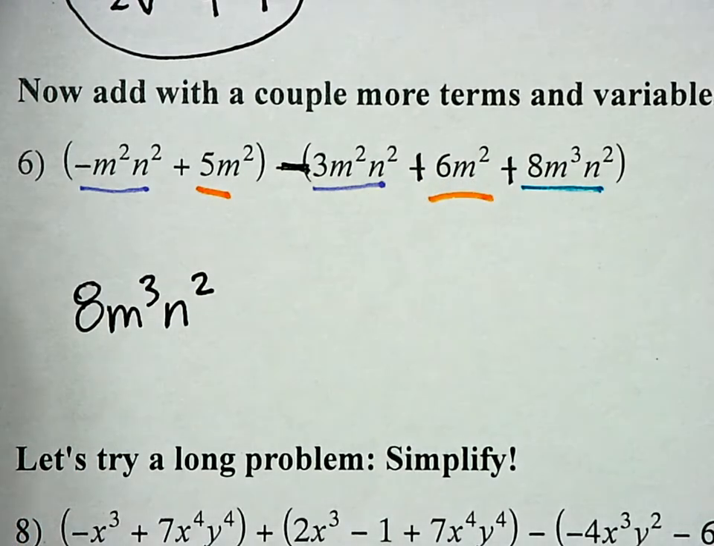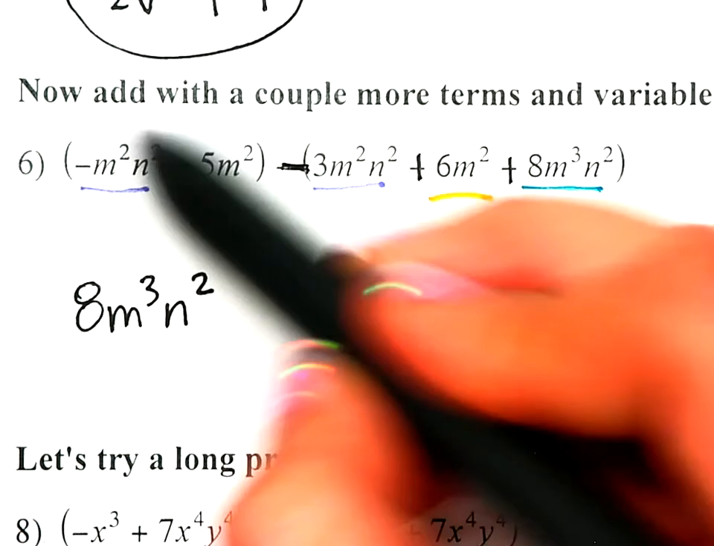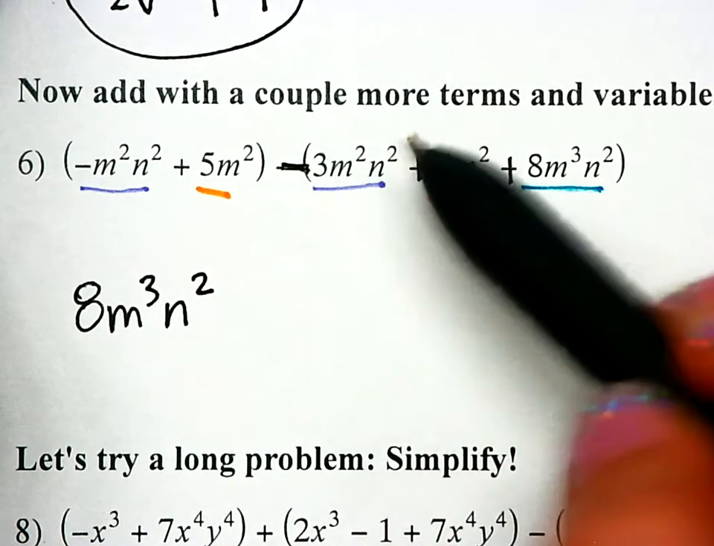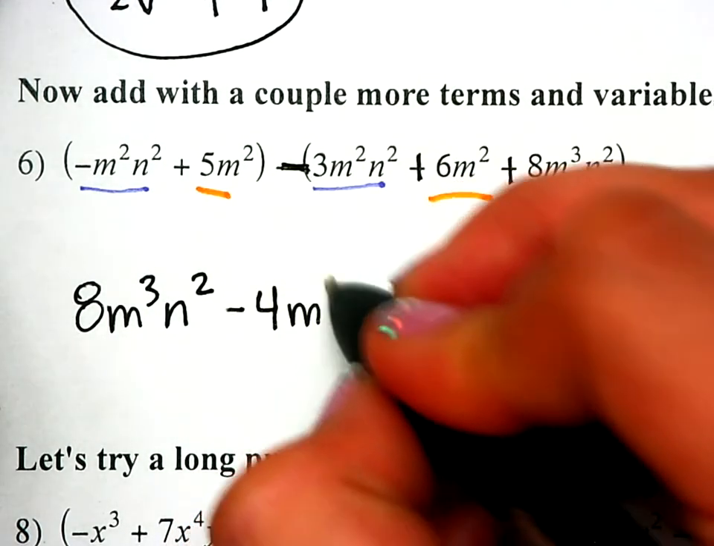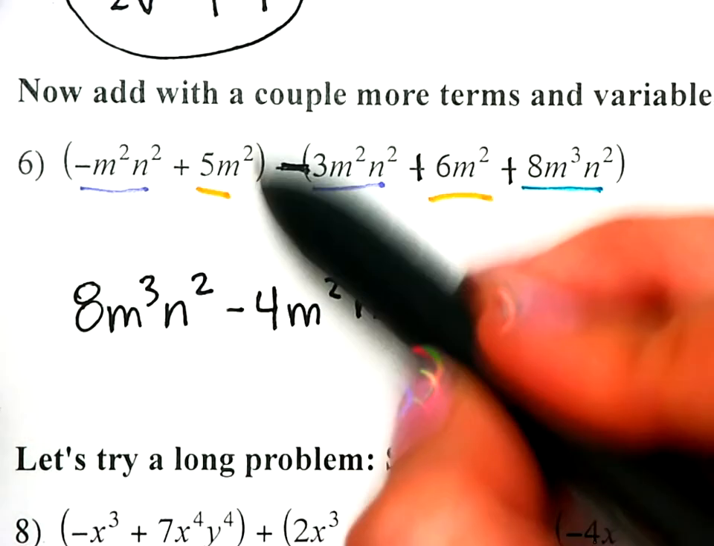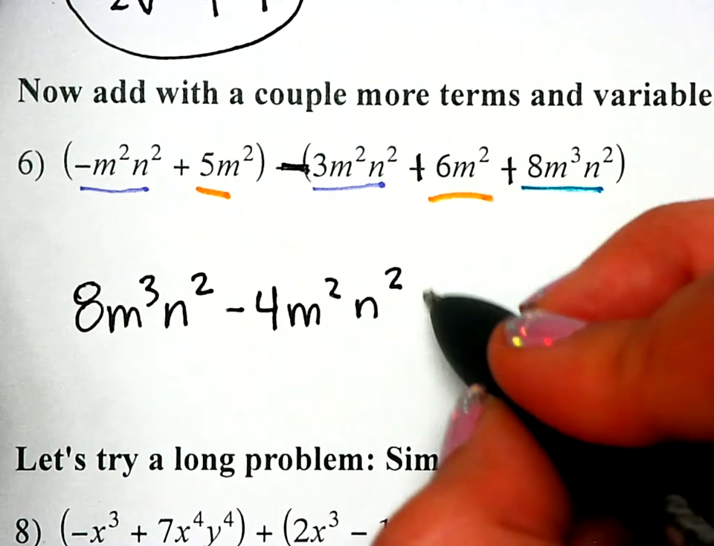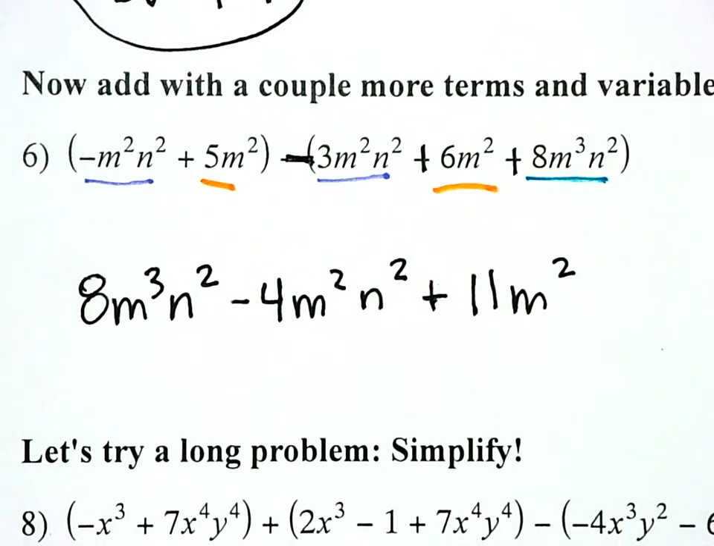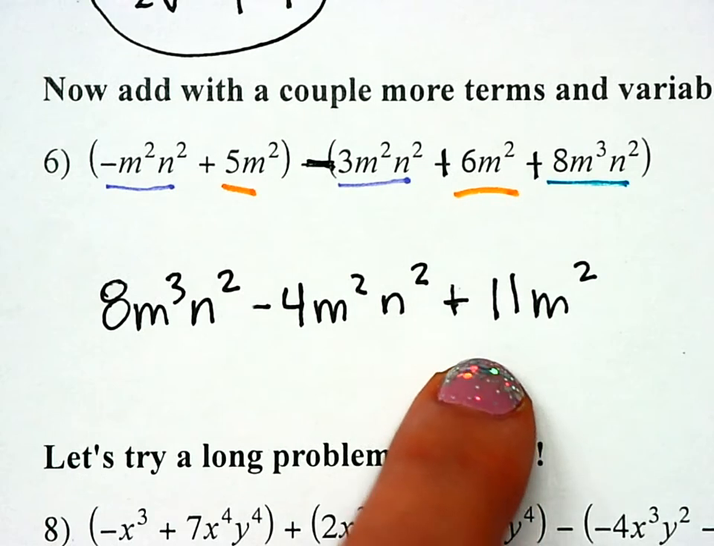And then my next terms are my m squared n squareds. I've got a -1 and a -3. That's going to be -4. And then last terms I have a 5m squared and a 6m squared. That's going to give me 11m squared. Okay, so still a polynomial, but we have simplified as much as we can.